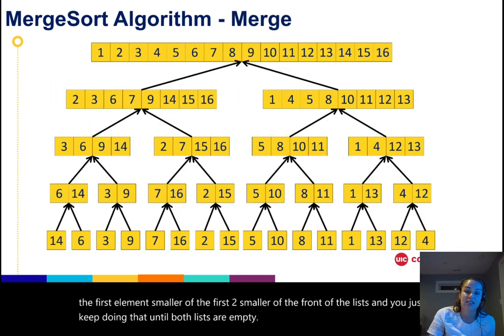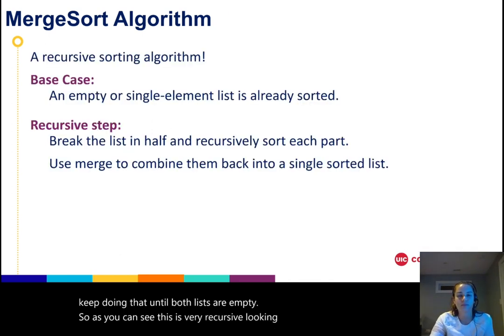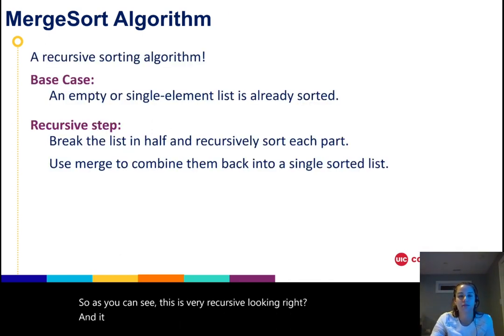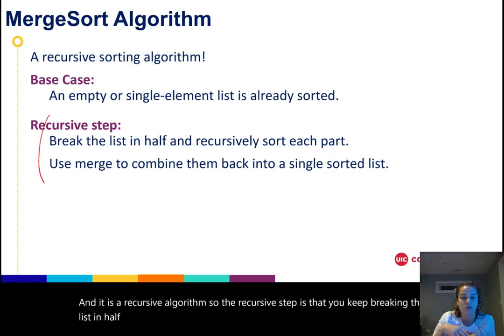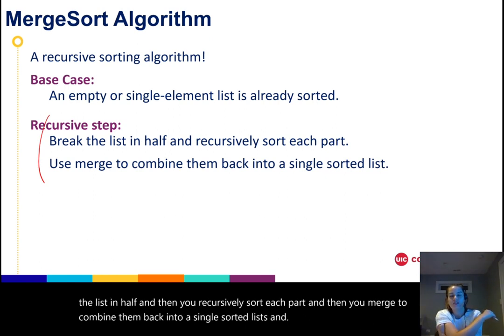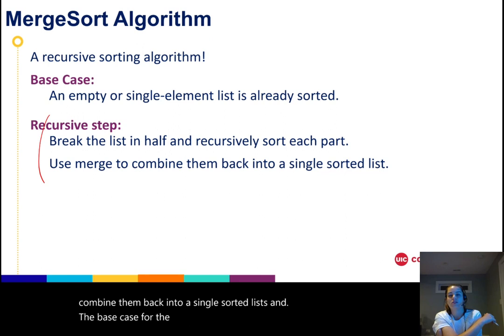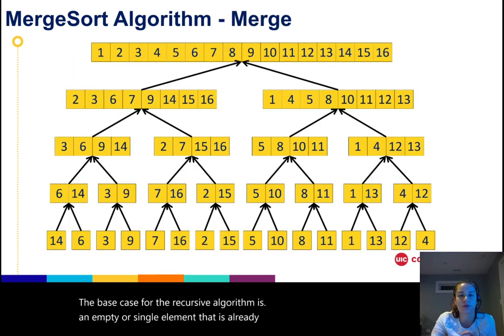So as you can see, this is very recursive looking, right? And it is a recursive algorithm. So the recursive step is that you keep breaking the list in half, and then you recursively sort each part, and then you merge to combine them back into a single sorted list. And the base case for the recursive algorithm is an empty or single element that is already sorted, which I showed in the little demo.